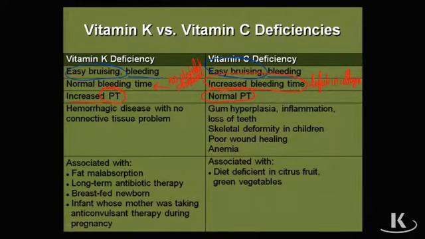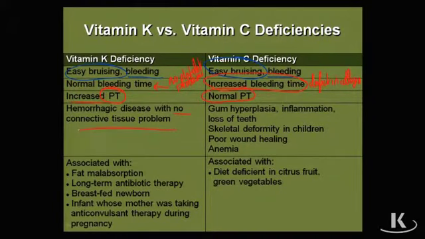Vitamin C deficiency does not affect clotting factors. Therefore, there's an absolutely normal PT. So lab-wise, you can confuse. How about symptoms-wise? Surely they both have easy bruising and bleeding. But in vitamin K, you have no connective tissue problem. In vitamin C deficiency, you have a defect in collagen, therefore you have tons of connective tissue problems.